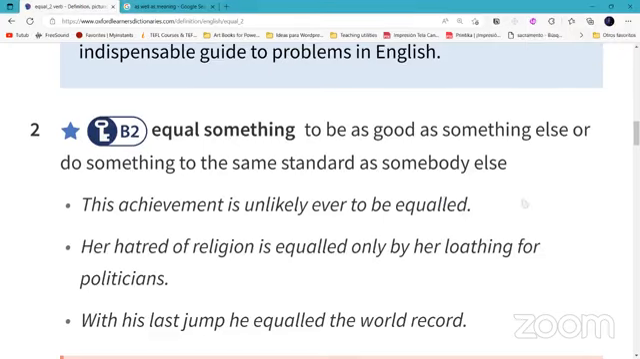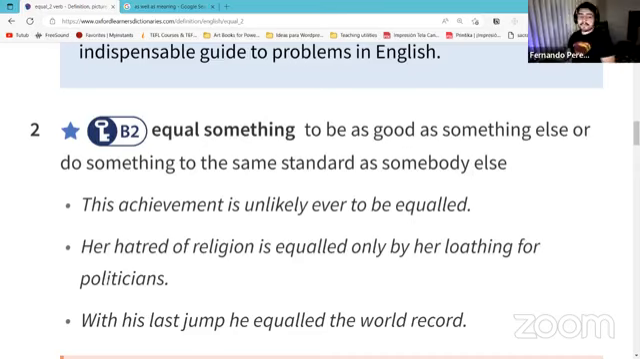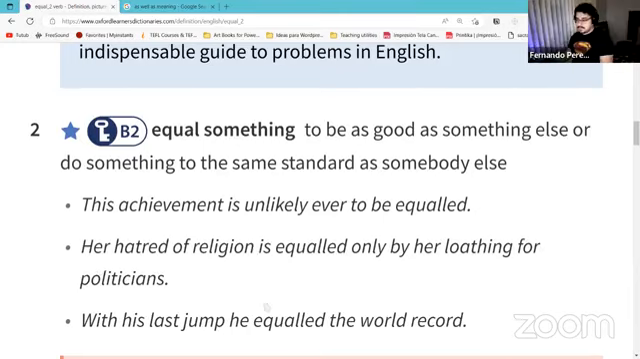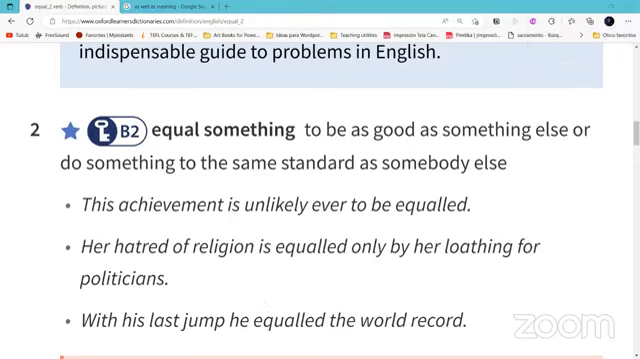Okay, what is hatred? Great question. When you hate something, the sensation, the feeling is hatred. Her hatred of religion is equaled only by her loathing for politicians. And the last one: with his last jump, he equaled the world record.